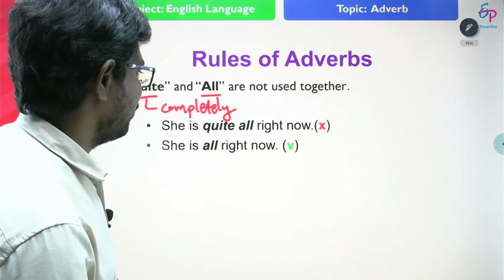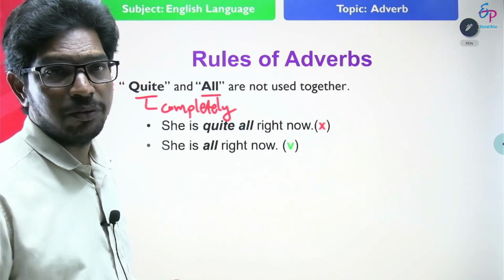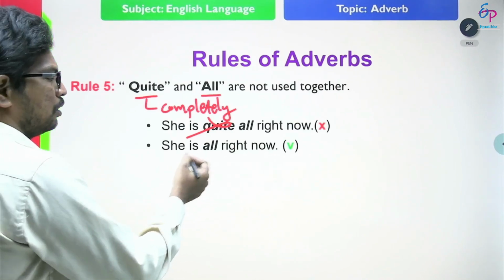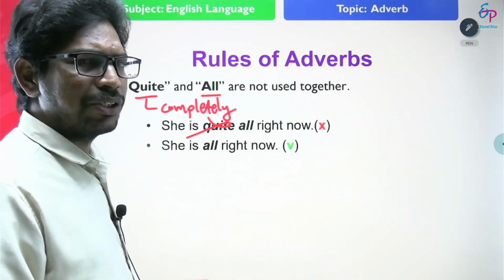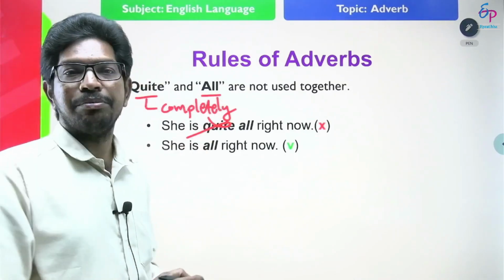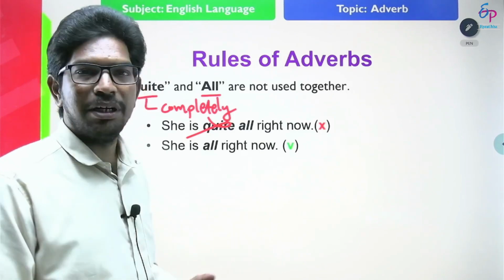Let us see the example and find out the error. She is quite alright now. It's wrong. So quite should be eliminated. So she is alright now, not quite alright, because both mean the same. Quite means completely, all means completely. So completely right is wrong.